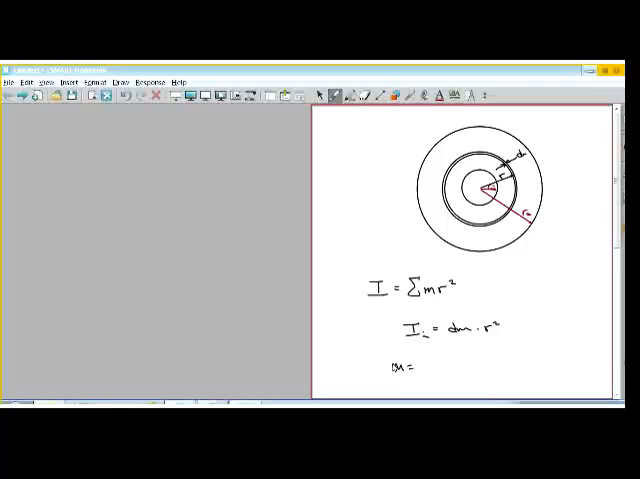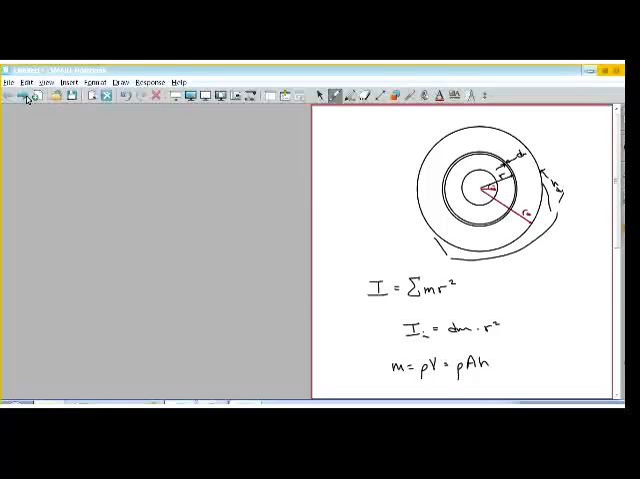But the mass of an object is equal to its density times its volume, which is equal to, in this case, its density times the area, which is this little annular area, times the height, because this disk has some thickness as well, which we call h. So this disk has a certain thickness to it.